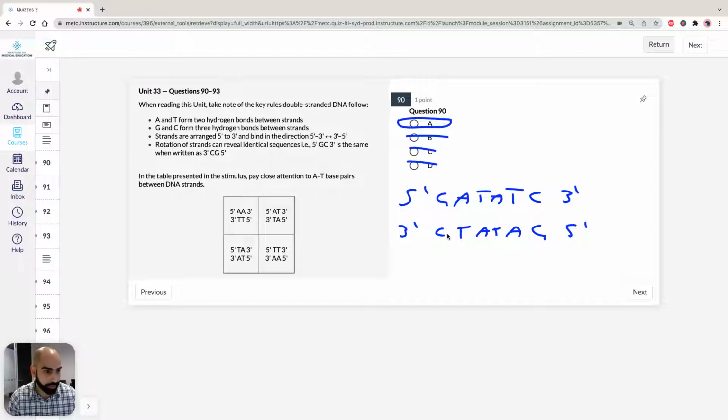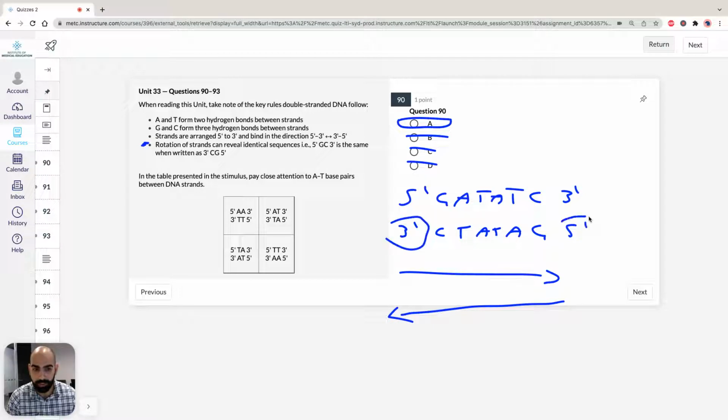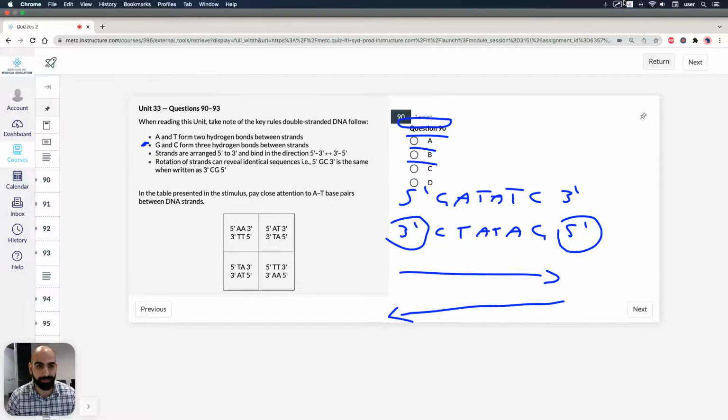And just double check. You can look at option A. It's got 3', C, T, A, T, A, G, 5'. Remember what we said here: rotation of the strands can reveal identical sequences. So they've kind of tricked you here. You're used to seeing, oh, it has to go from left to right. But it can actually go from right to left if you conserve, obviously, the sequences here. So the directionality, that's the key. So the answer for 90 is A.